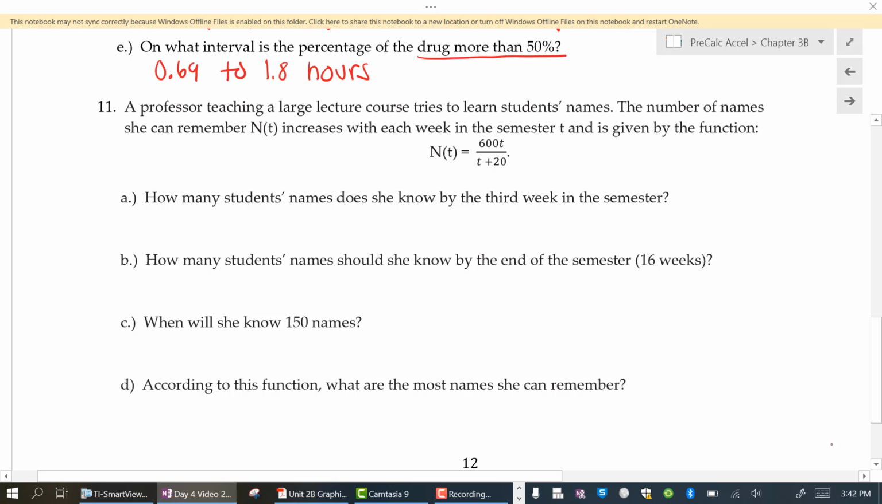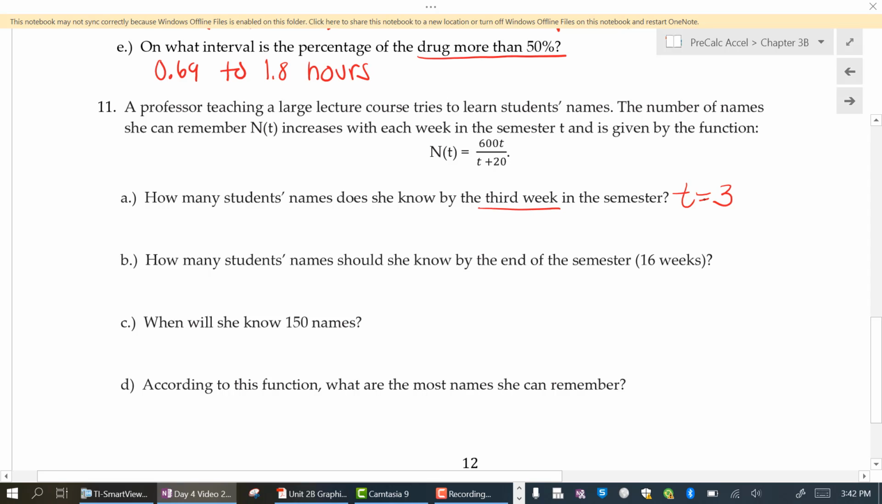All right, let's go over this last question. It says a professor teaching a large lecture course tries to learn students' names. The number of names she can remember increases each week in the semester t. And it's given by the function n of t equals 600t over t plus 20. How many students' names will she know by the third week? So this is when t equals 3.